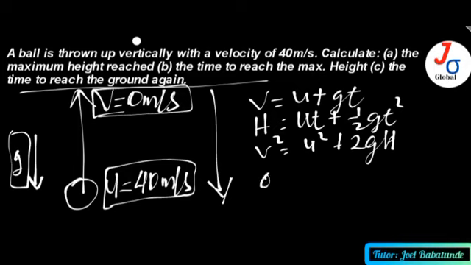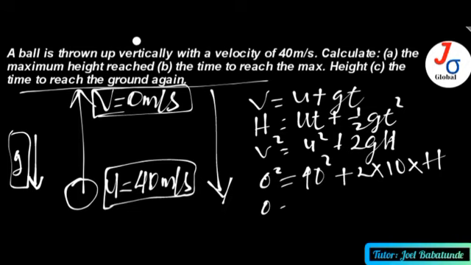So v is 0 squared, u is 40 squared, plus 2 times g, which is 10, and h is what we're looking for, the maximum height. So 0 equals 40 squared, which is 1600. Now, I know you'll be wondering why I used plus here. Actually, it's not supposed to be plus, it's supposed to be minus. My g is supposed to be minus because it's going against gravity. So I'm going to write that as minus 20h.